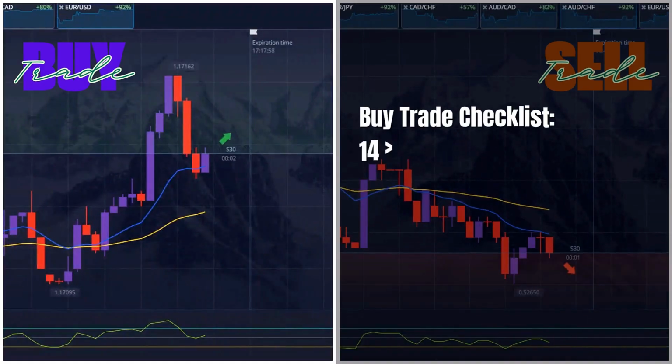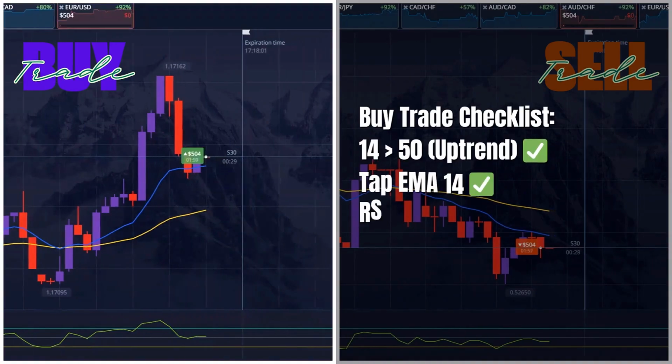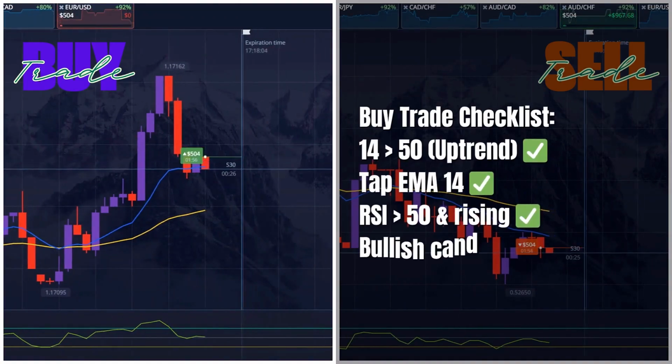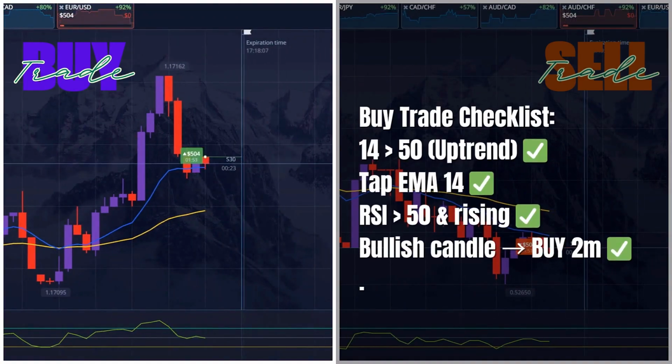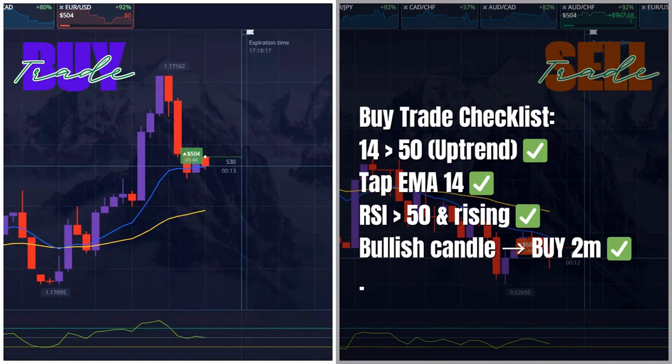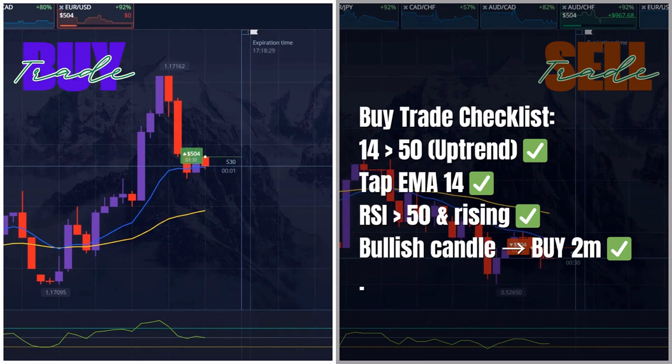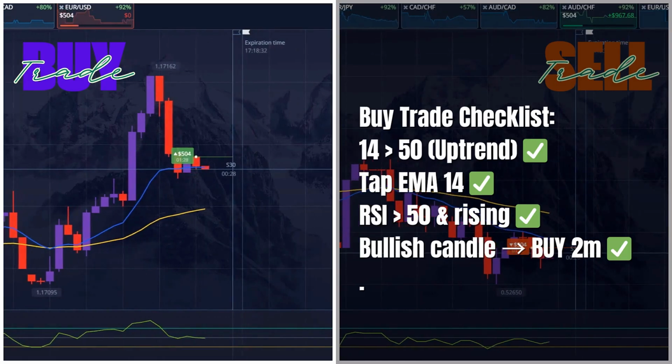Buy trade setup. EMA-14 must be above EMA-50. This means the short-term price is already stronger than the long-term average. Uptrend. Wait for price to pull back toward EMA-14. A small touch or tiny dip below EMA-14 is okay, but EMA-50 should remain below. Avoid entering if price pulls back too far to EMA-50 unless it bounces back quickly.